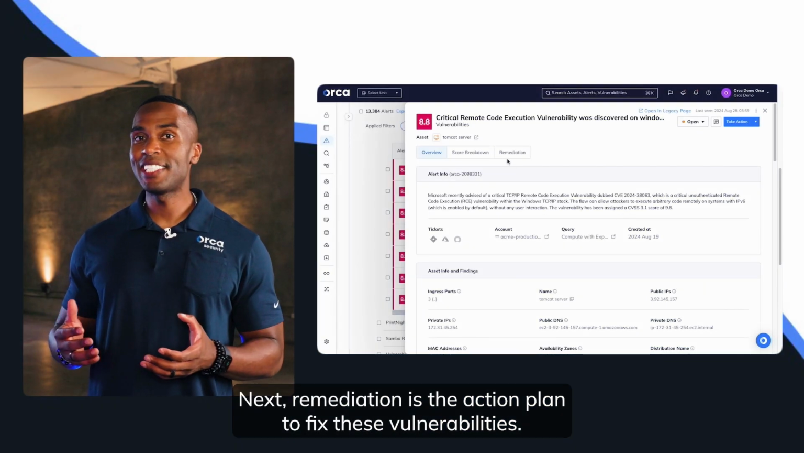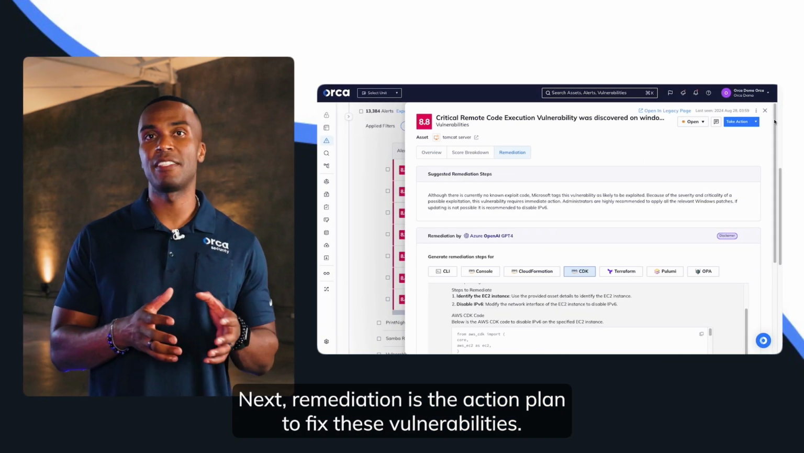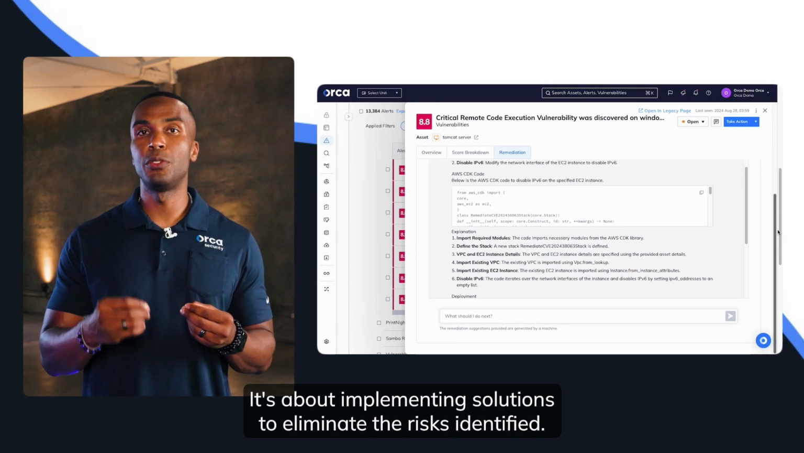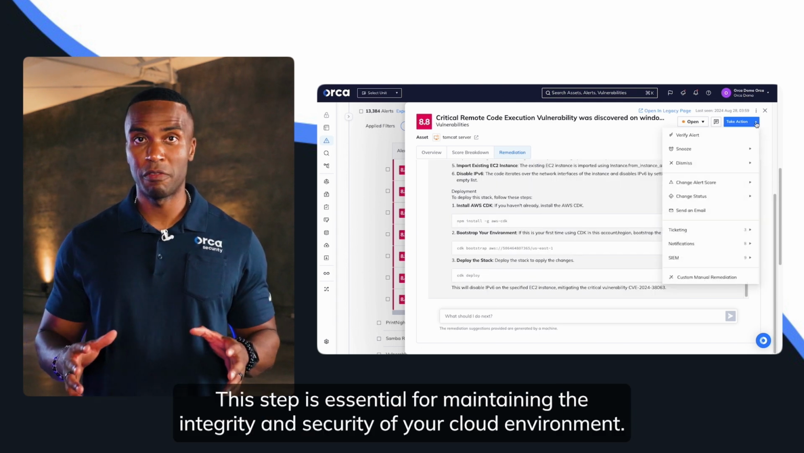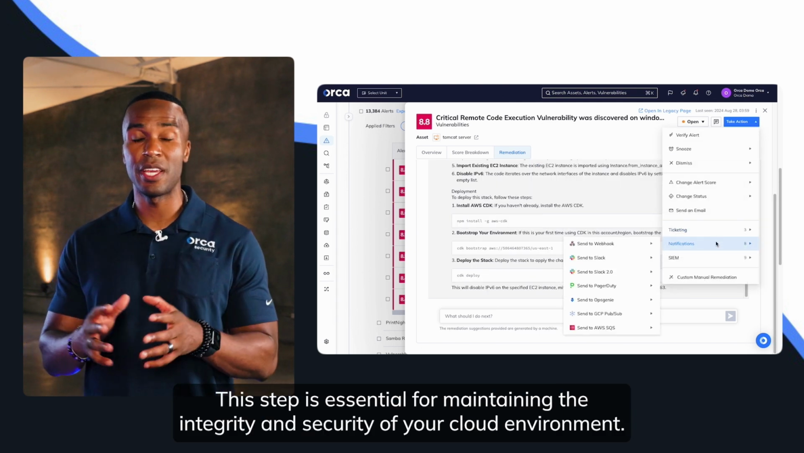Next, remediation is the action plan to fix these vulnerabilities. It's about implementing solutions to eliminate the risks identified. This step is essential for maintaining the integrity and security of your cloud environment.